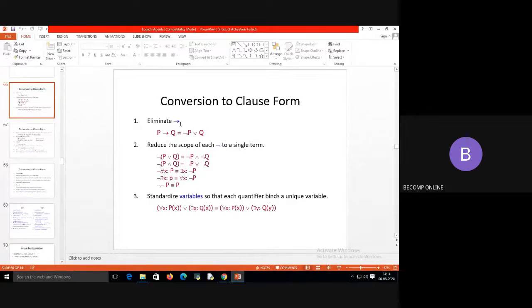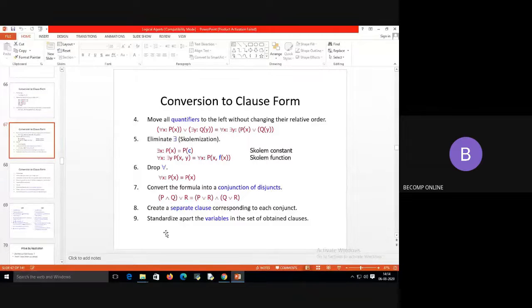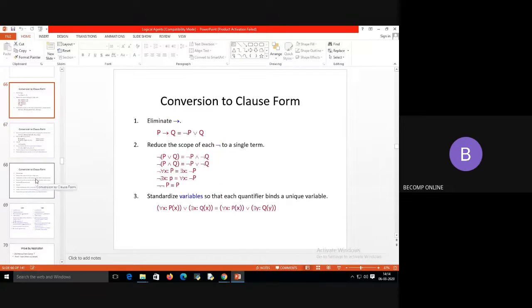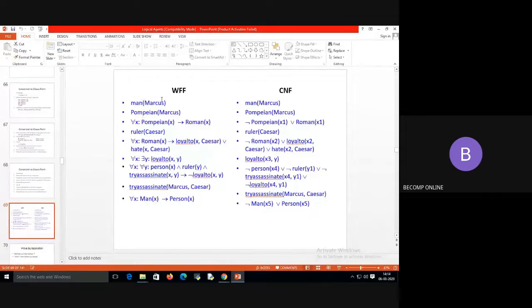That is, when I remove this implication sign, what happens to the predicates? Whatever is on the left hand side of the implication sign gets negated, and an or symbol comes in between, and on the right hand side of the implication sign, you get the remaining predicate. So when we are using proof by resolution, we apply one of the 9 rules in converting the predicate form or the well-formed formula form into canonical normal form.